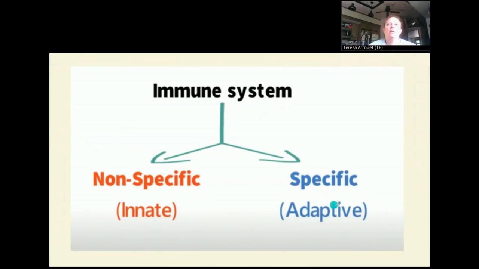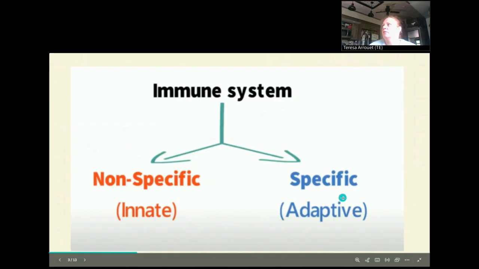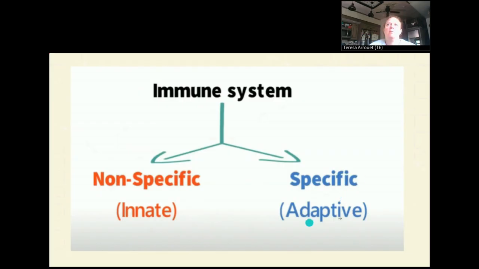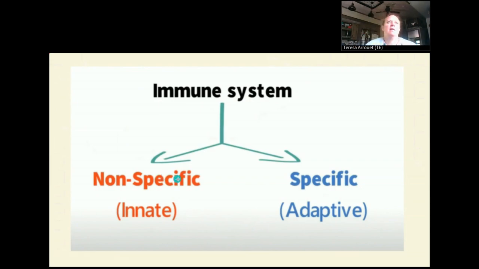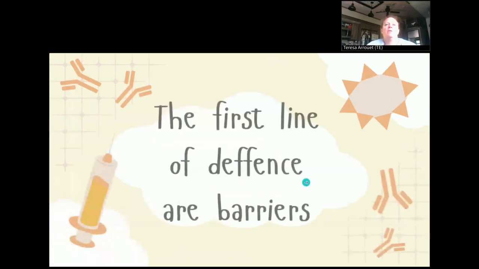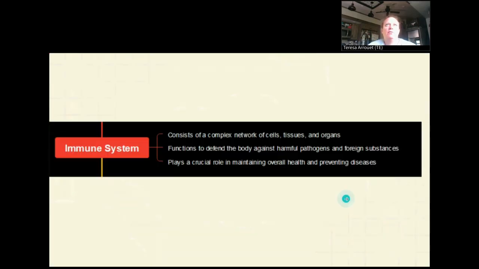And then tomorrow and Thursday, we will cover the adaptive immune system, which is those T cells and B cells that we briefly talked about last week. So we will cover those starting tomorrow. So today we're talking about the first line of defense, which are barriers. And there are three basic kinds of barriers.